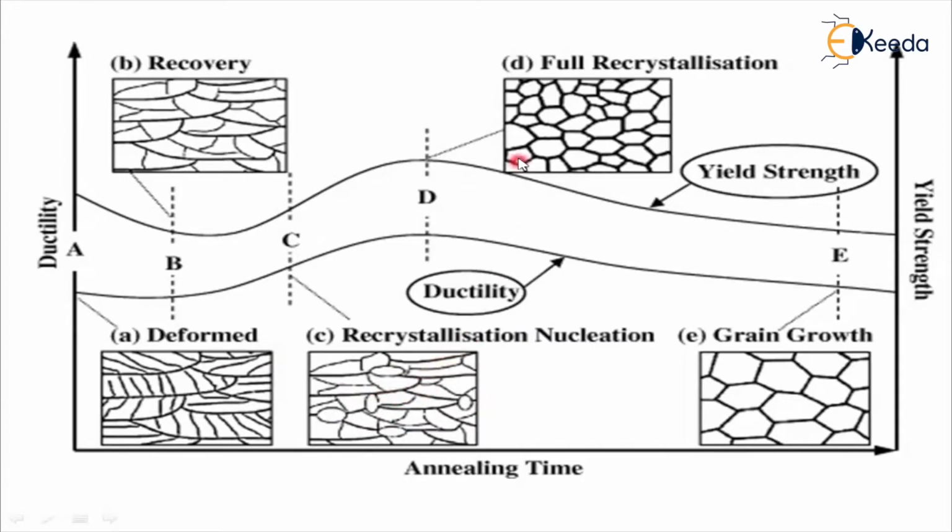After some time, the complete material is like this. That means full recrystallization, which can be represented as a full recrystallization process. The complete recrystallization process is observed on the surface of the material. Now, if the annealing process is continued, then this is the final stage of the annealing process. The grains formed in the recrystallization process grow like this. That means bigger grains are formed like this. That is observed as grain growth.